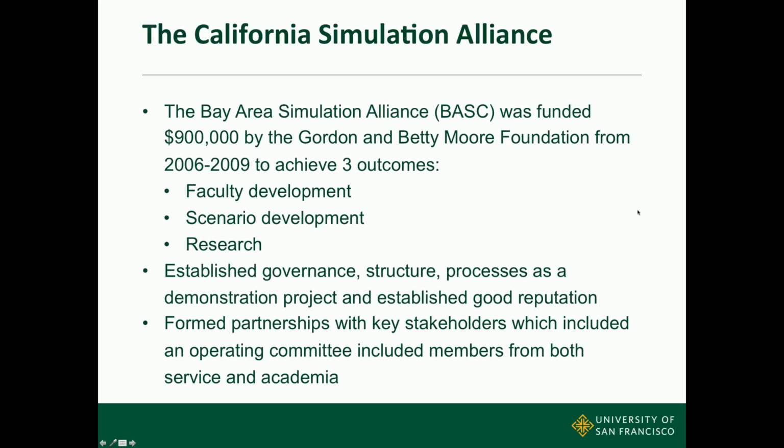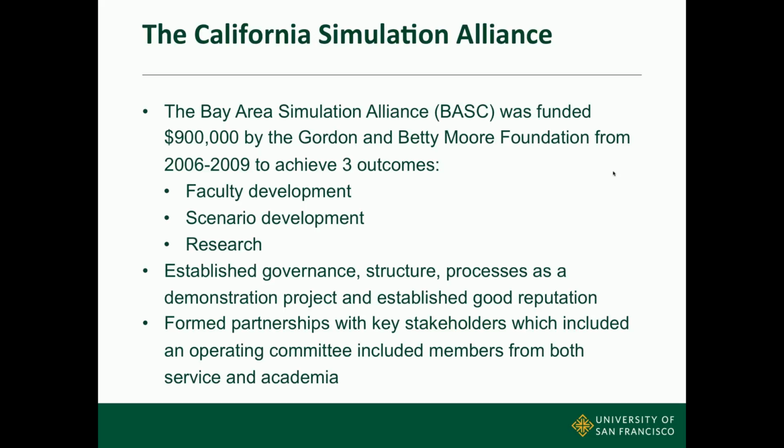I'm going to talk a little bit now in more detail about the California Simulation Alliance, which began with the Bay Area Simulation Alliance. It's actually the Bay Area Simulation Collaborative, the BASC. And the BASC was funded almost $1 million by the Gordon and Betty Moore Foundation from 2006 to 2009 to achieve 3 outcomes: faculty development, scenario development, and research. And like the other alliances, we established a governance structure, we established processes, and became a demonstration project for other areas of the state. A good reputation was established, partnerships were formed with key stakeholders, and we started off by having members of both service and academia.